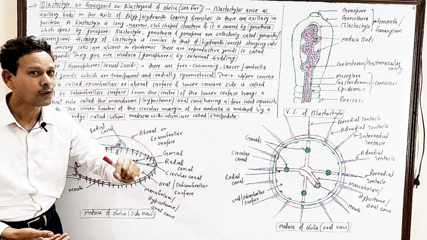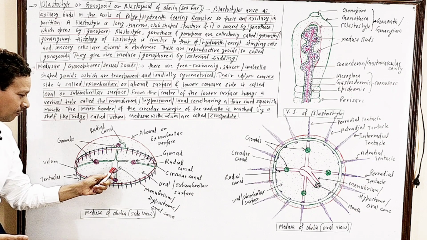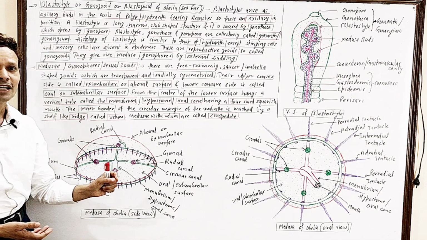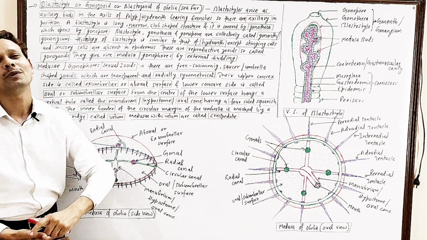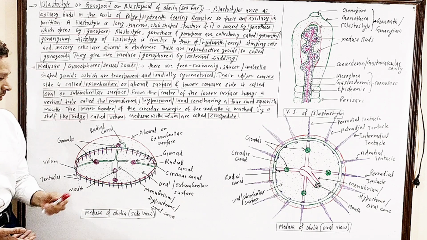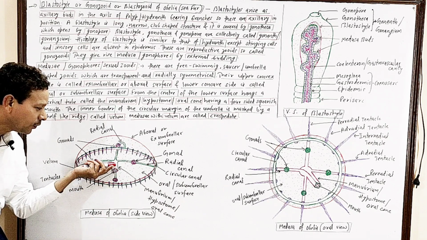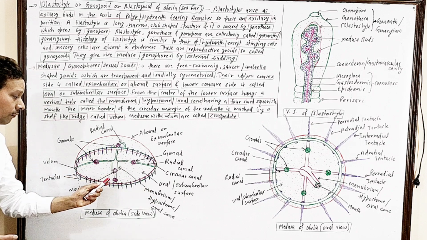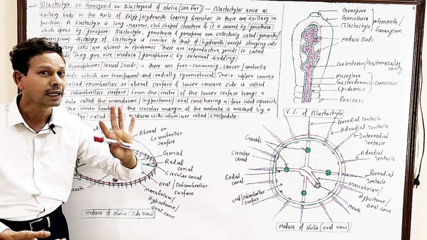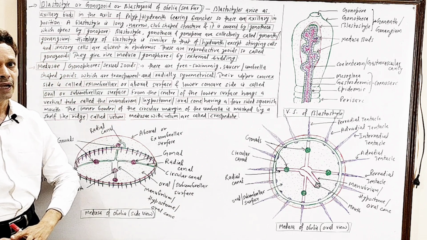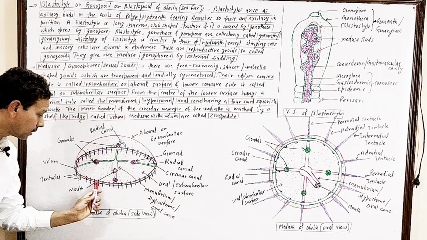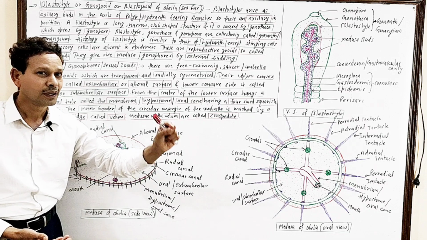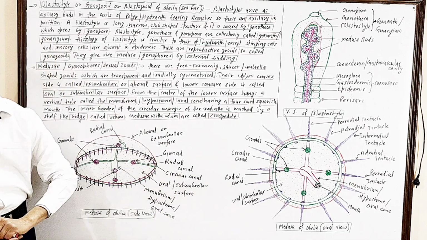And this oral cone possesses a four-sided, squarish mouth. This mouth leads into the cavity of the manubrium, and then 1, 2, 3, 4 radial canals are present. These radial canals meet in the center in a circular canal.